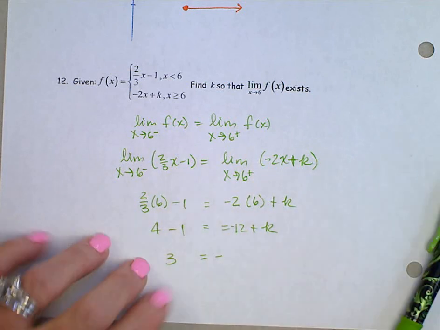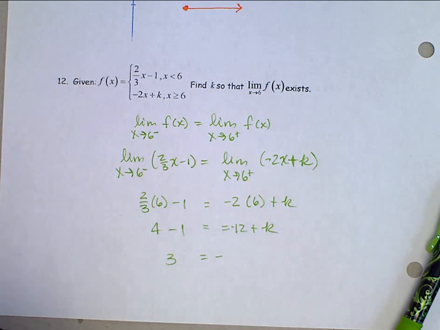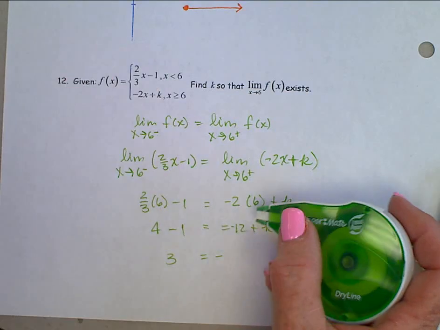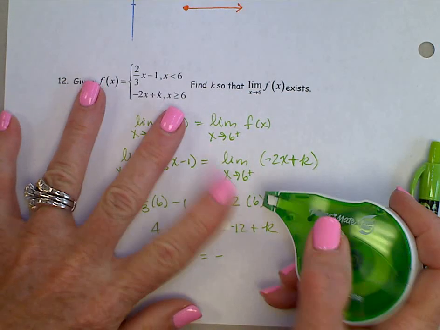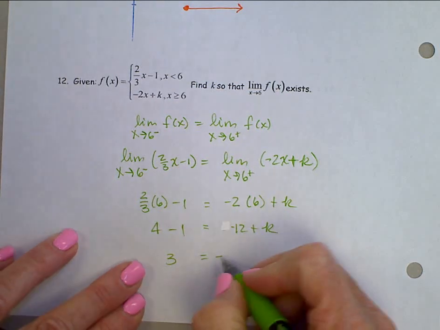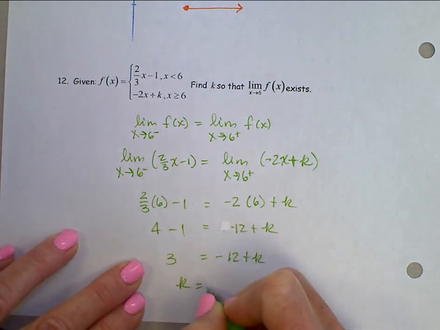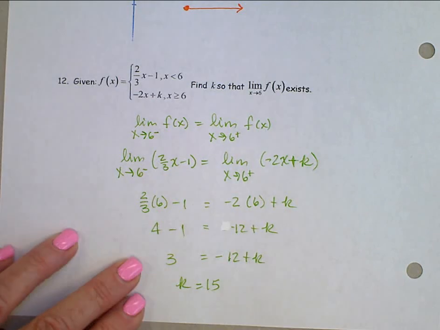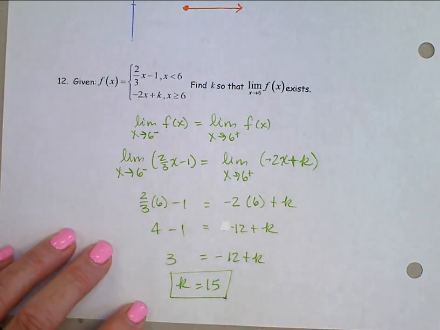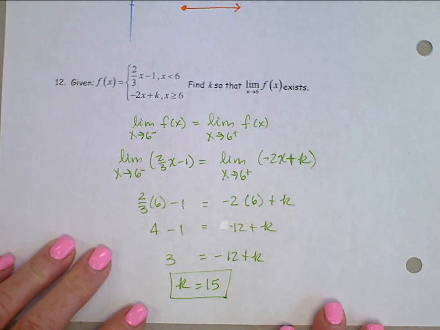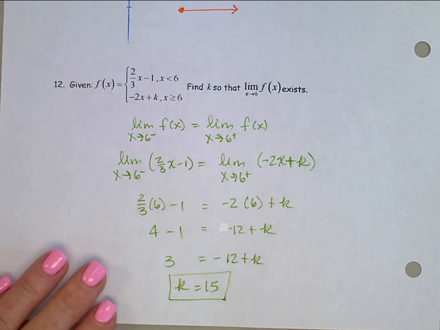Oops, got an extra thing here. Extra equal sign. Let me get rid of that. And we have 3 is negative 12 plus k. So k is 15. And there we go. One-sided limits. We'll continue on page 7.